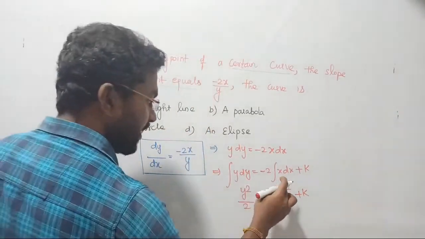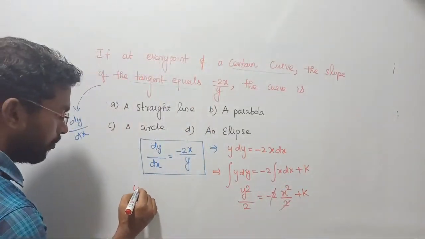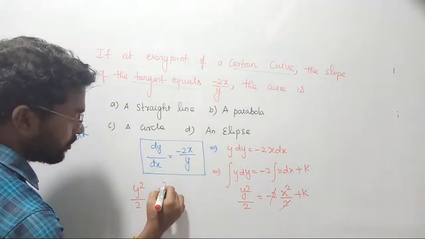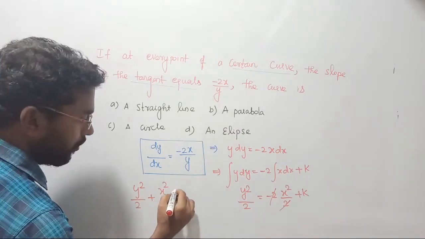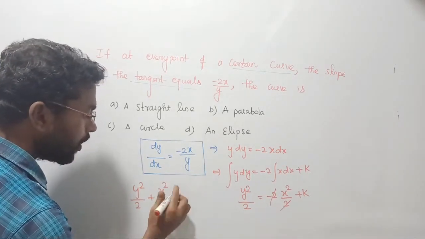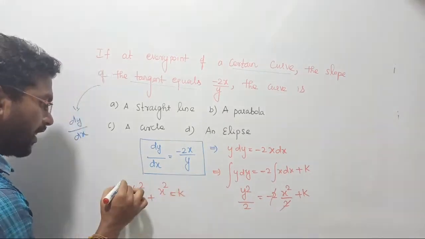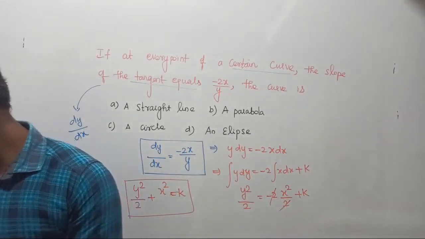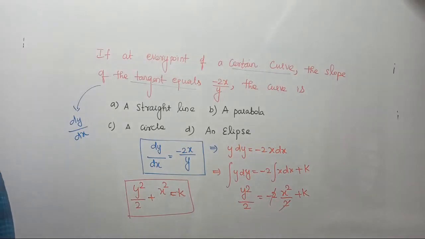If I bring this x square by 2 to the left hand side, it will become y square upon 2 plus x square, that's all, right? Equal to k, right? Can anyone tell me the answer? What type of curve it is? What is this? Someone please answer, let's see.